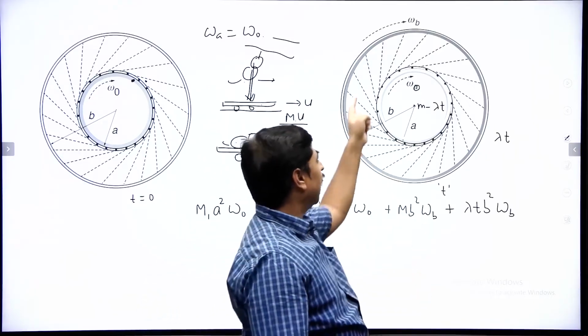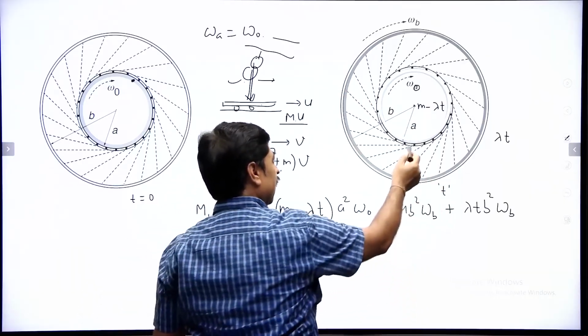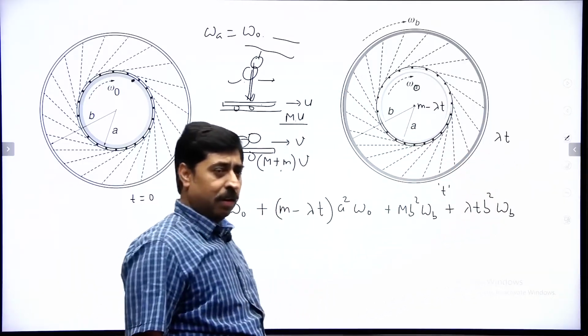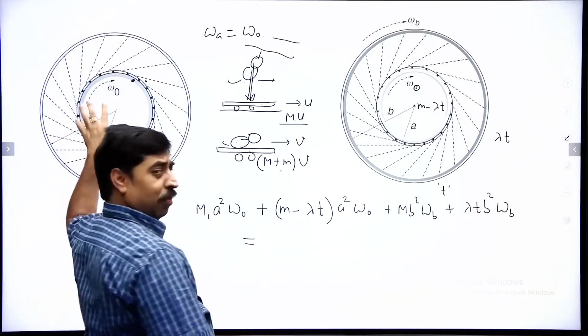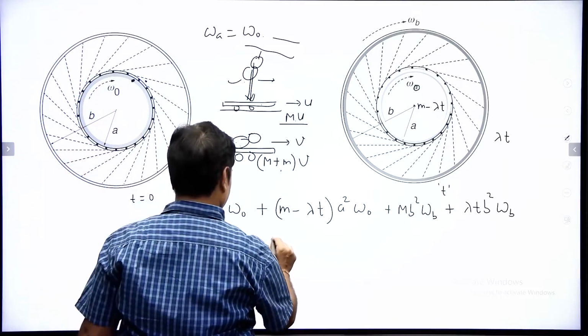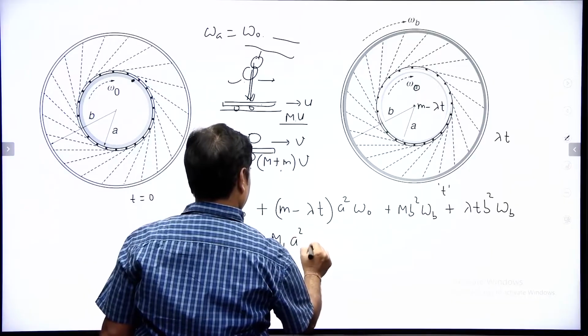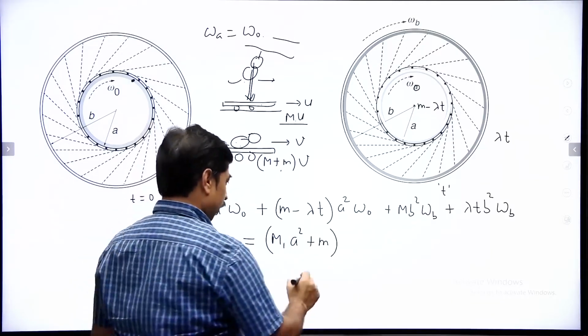So there are negligible sand particles present here. We can just ignore it. Either a sand particle is here or it is here, right? So this is the angular momentum at time t for the entire system. And what is the initial angular momentum? What is the initial angular momentum for the inner drum and sand? I am taking it together.